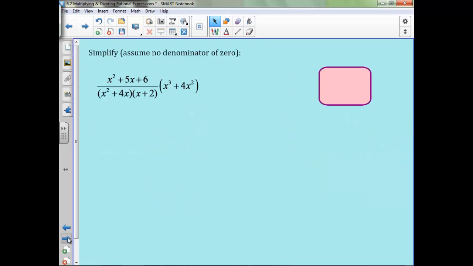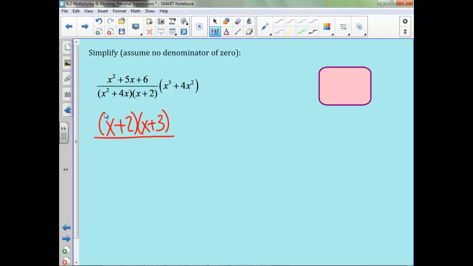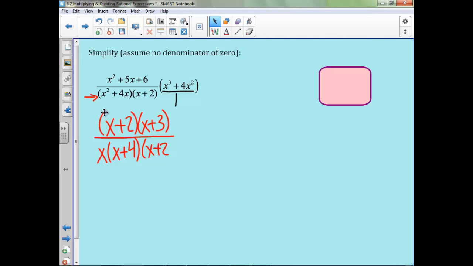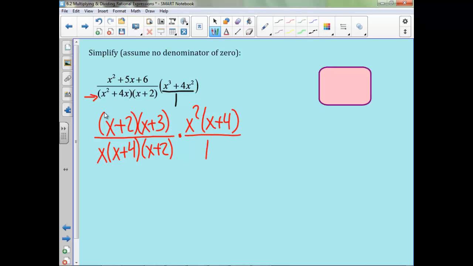Alright, now this one, it's the same thing. We got to start by factoring. So the numerator on the left side, we can factor into x plus 2 times x plus 3. Our denominator, it's already partially factored, but we can't factor an x out of this first binomial. So we're left with x times x plus 4 times x plus 2. And if it helps, we can put this part over 1. And so now we can factor out an x squared. So we're left with x plus 4 over 1. Now notice our x plus 4s will divide out, our x plus 2s will divide out, and our x and one of the x's here will divide out. So we're just left with x times x plus 3.